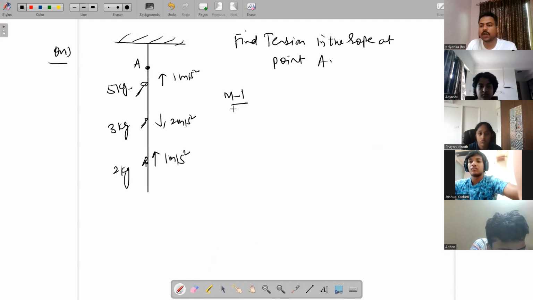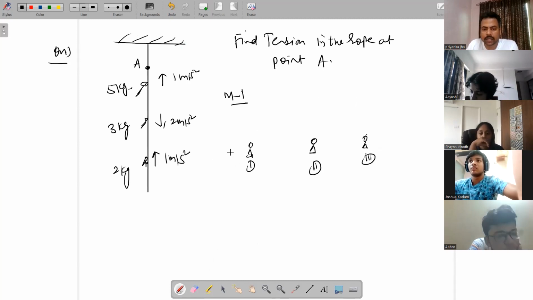So method 1. We'll draw the FBD of all the monkeys. See, first monkey, second monkey, and third monkey. If you draw the FBD of the first monkey, its weight will act downward like this, 2g, that is 20 Newton. And here, tension will be different. Here the tension will be, suppose, T1.